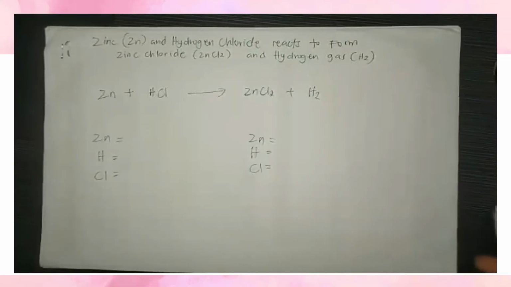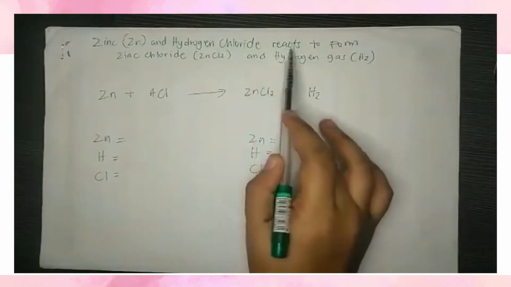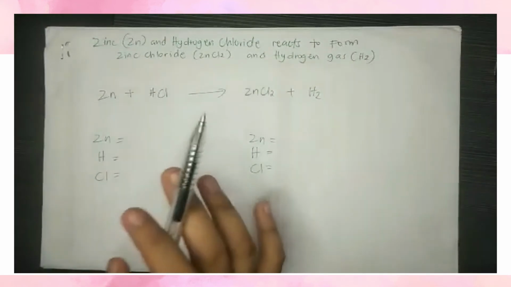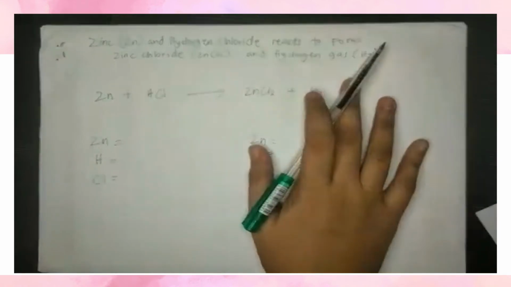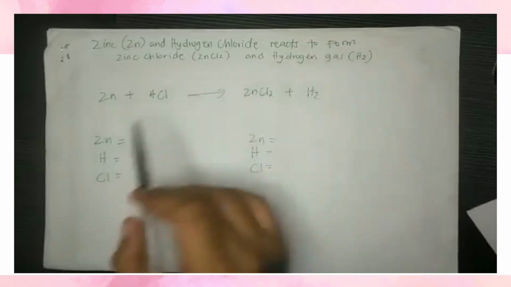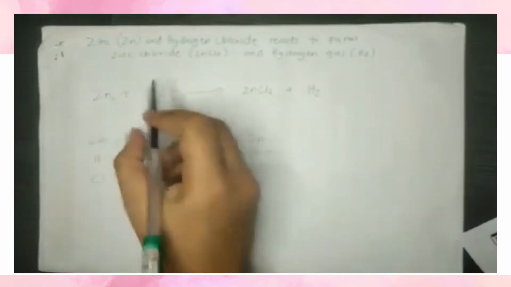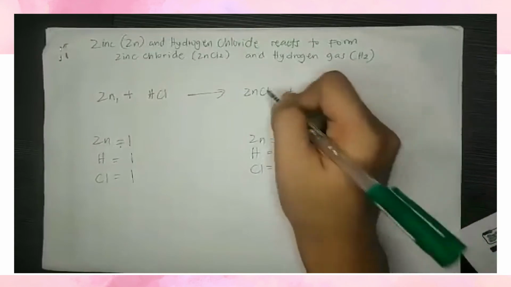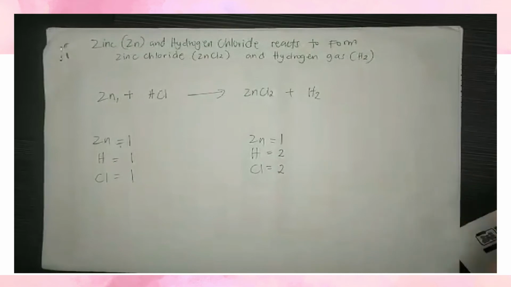Now we have zinc and hydrogen chloride reacting to one another to form zinc chloride and hydrogen gas. So first, let's count the number of atoms of each element present on the reactant side and product side. So first, let's count the number of zinc on the reactant side. So we have 1 zinc, 1 hydrogen, and 1 chlorine. On the product side, we have 1 zinc, 2 chlorine, and 2 hydrogen. So as you can see, they are not balanced.